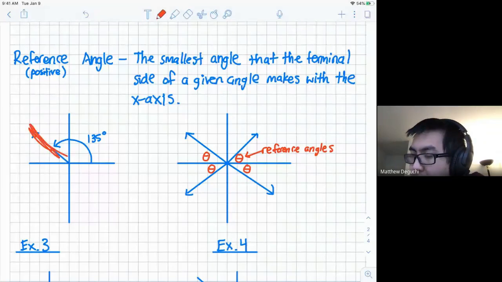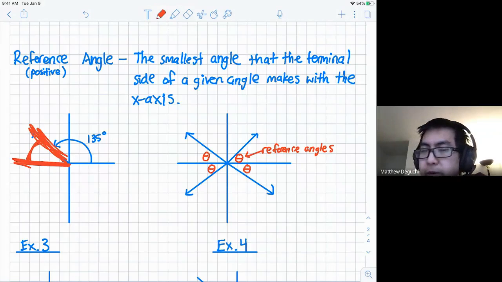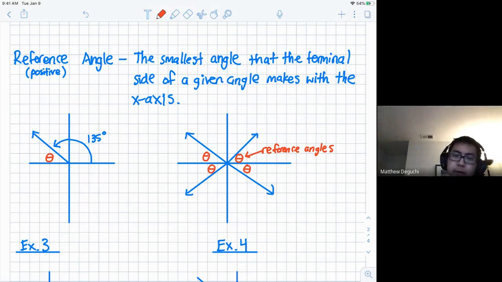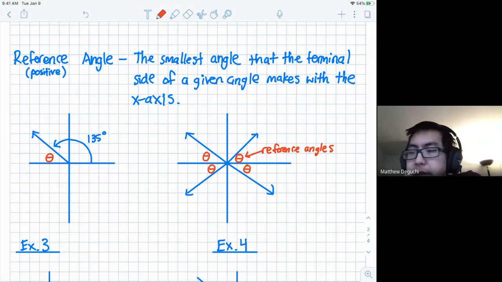Well, there's the terminal side, and here's the x-axis. So that means the angle measurement would be right there. So here's the reference angle in this scenario. Now we just have to find what that measurement is.